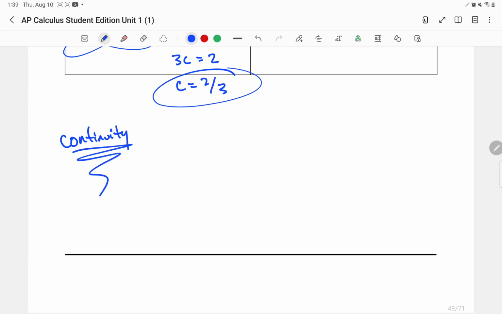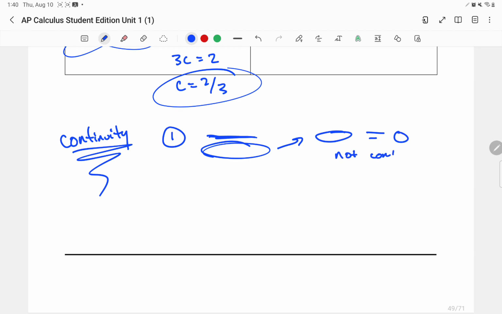Okay, is a graph continuous? If you're not sure how to know this, the first big thing you want to look at is: is there a denominator? Anytime you have a numerator and denominator, wherever this denominator equals 0, our graph will not be continuous.